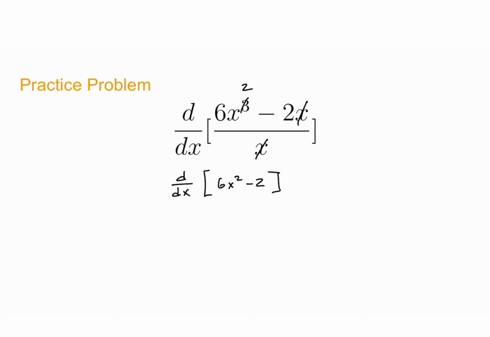We took one x out of each thing and simplified it down. So now we can go ahead and use our constant and power rule to differentiate. And we get 6 times 2 times x to the 2 minus 1. And then our 2 is just going to be 0. So this is minus 0. So we end up getting 12x. And that's our final answer for this.